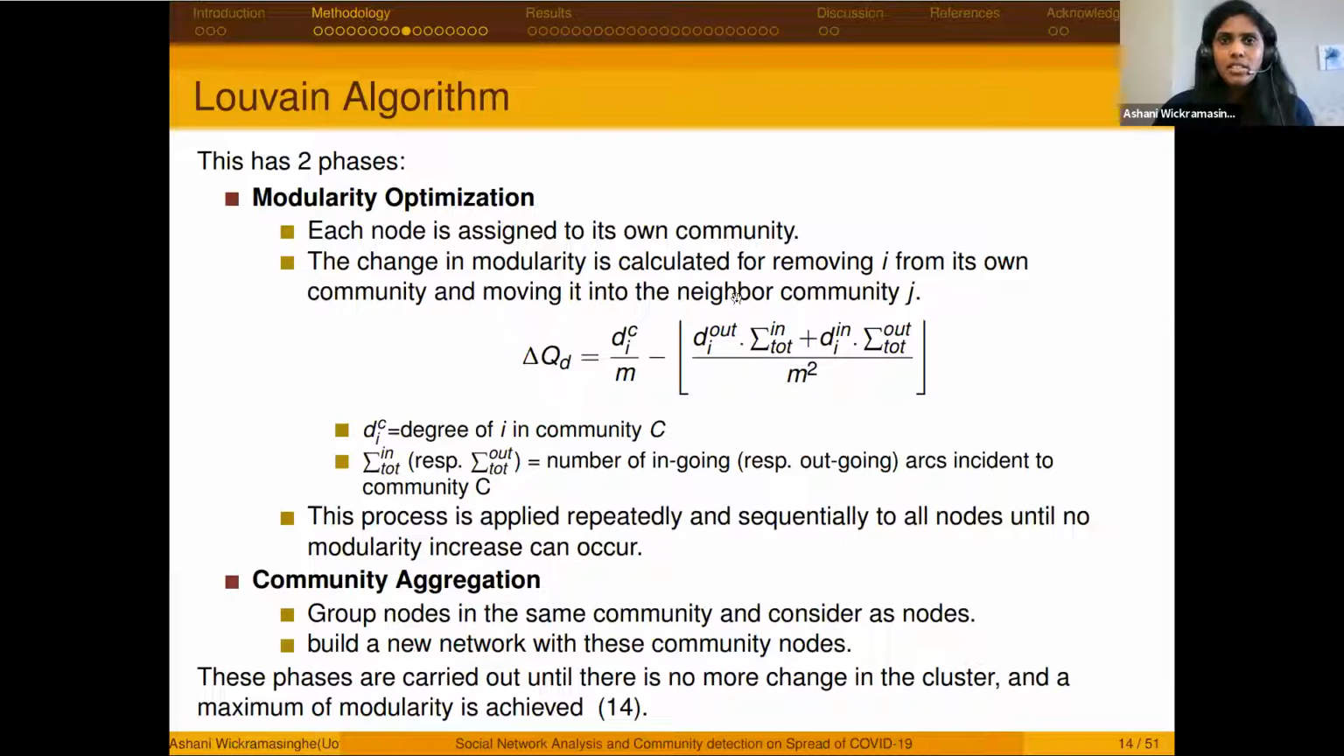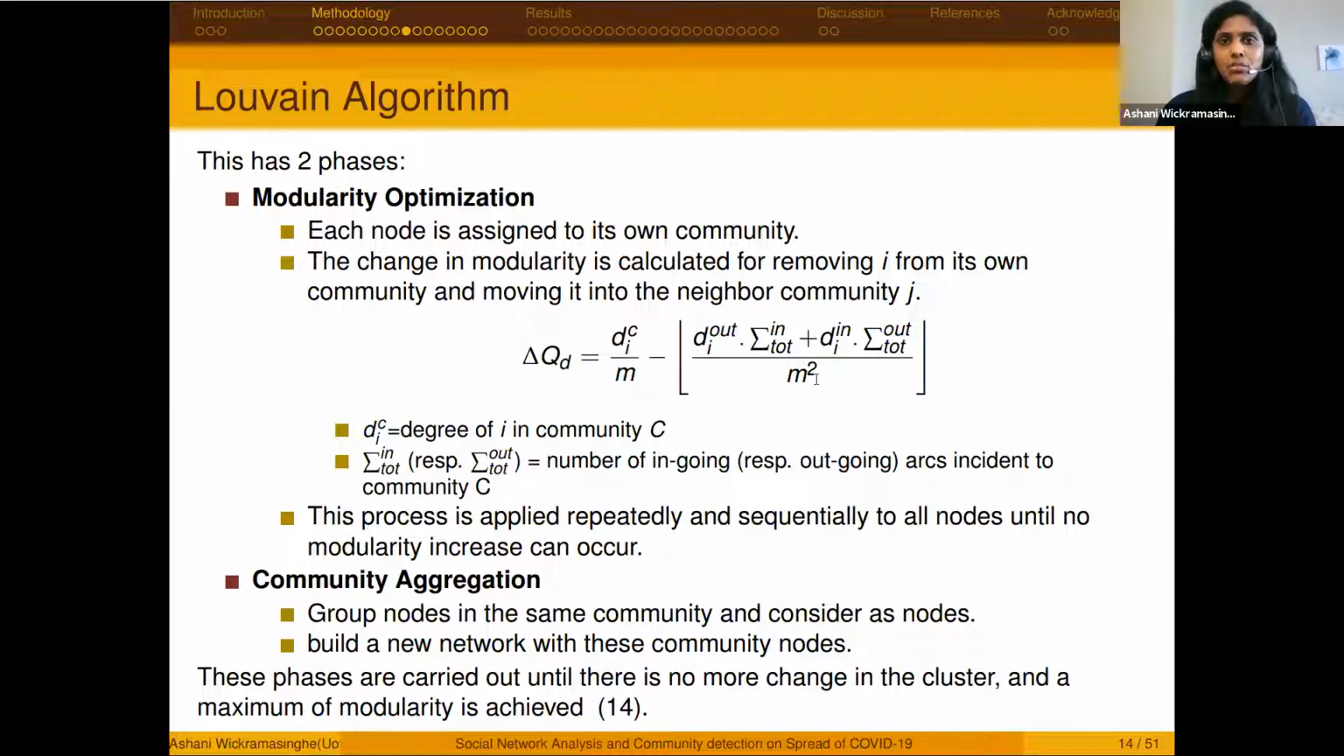Now, let's move on to the algorithms. The first algorithm that I'm going to discuss is the Louvain algorithm. It has 2 phases. The first phase is modularity optimization. Here, at the beginning, each node has its own community. When node i moves from its own community to another community, the modularity can change. Using this equation, we can find the difference, that is delta modularity.